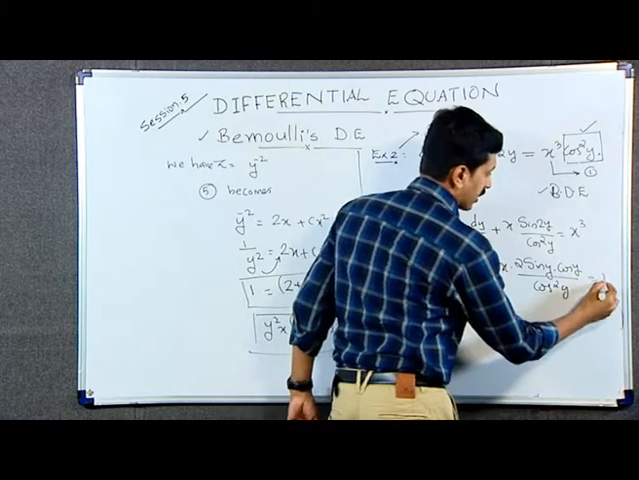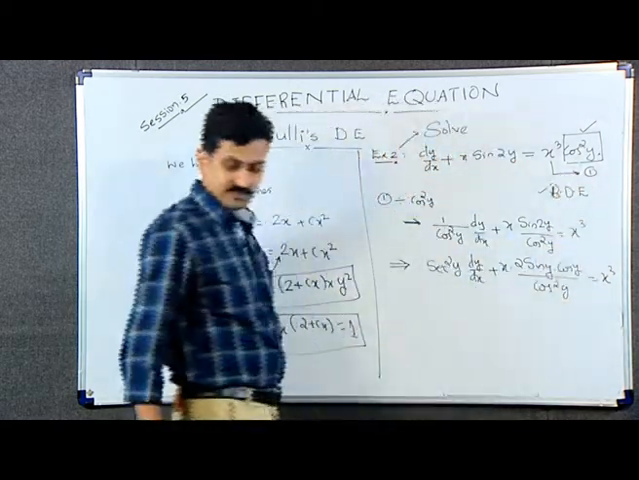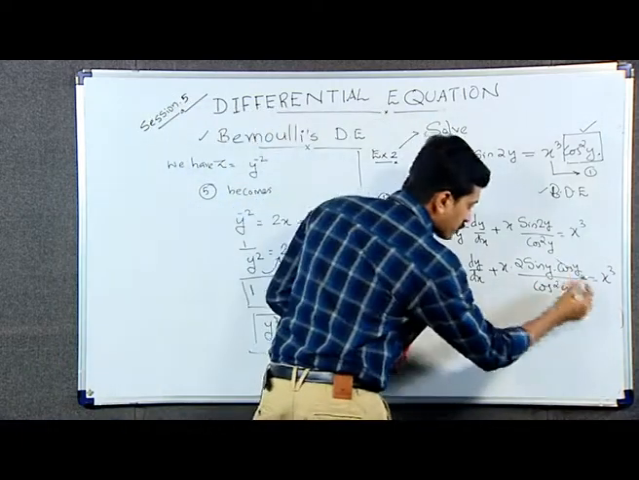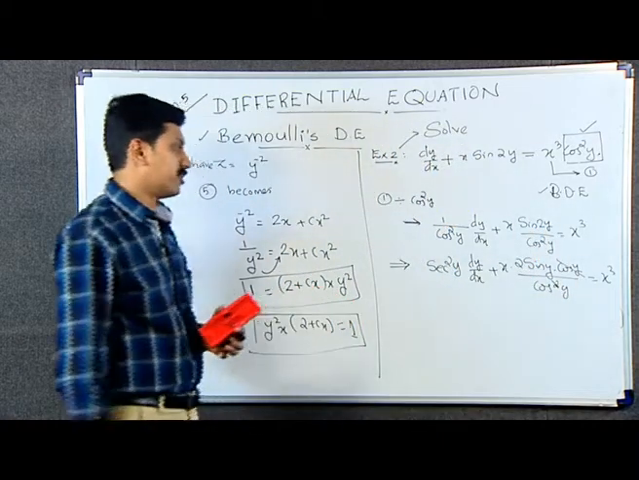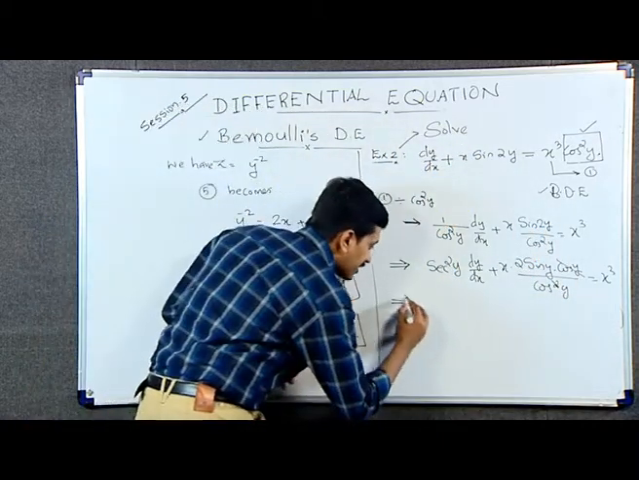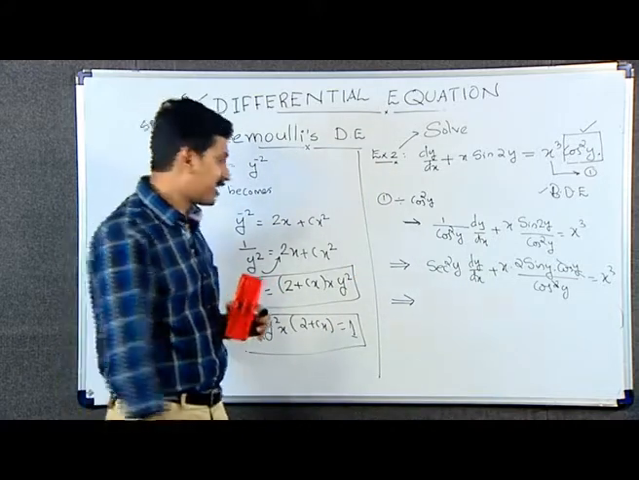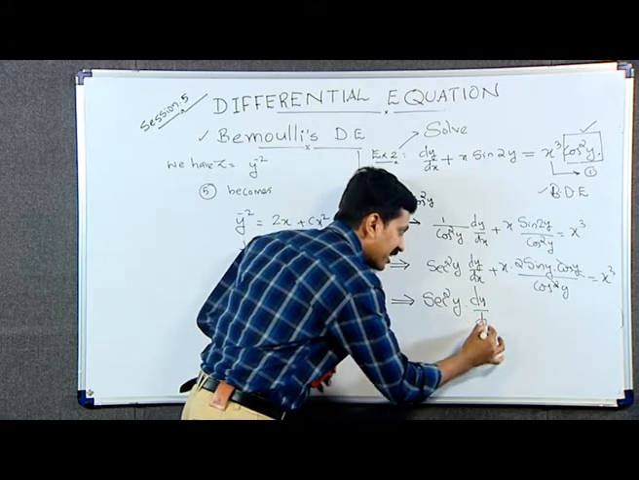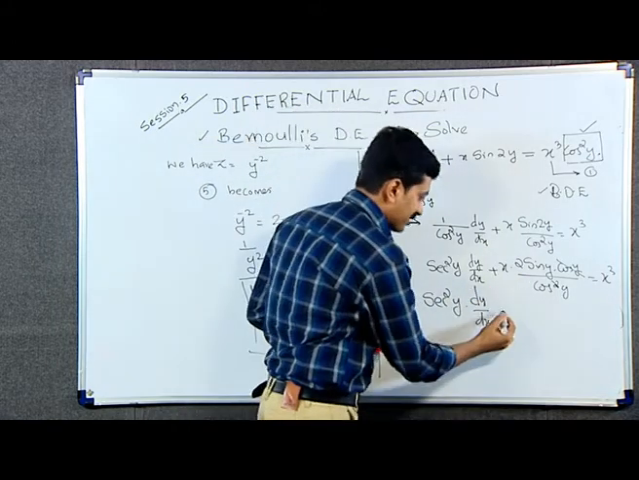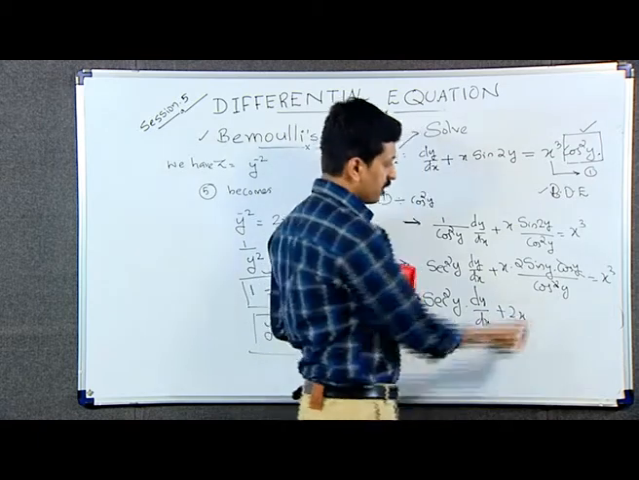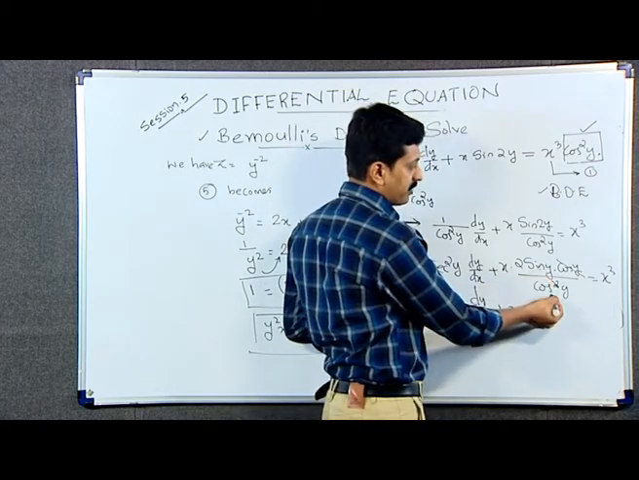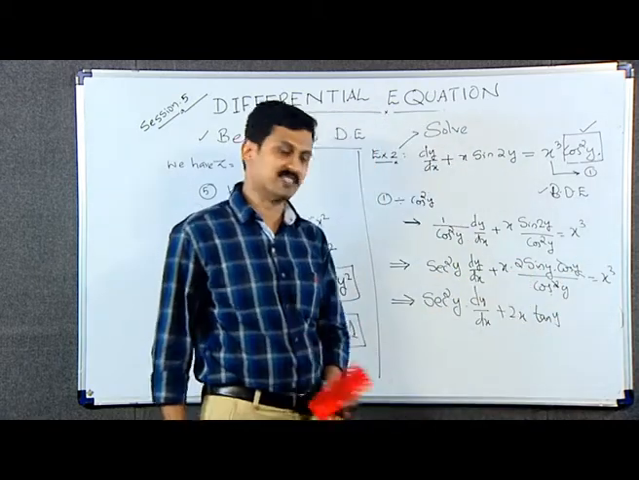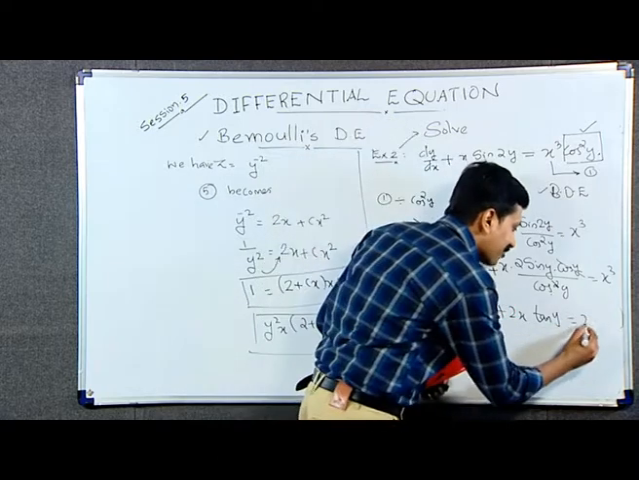X cube stays as it is. And here we have one cos y which we can remove from the denominator. So we can change the differential equation again to sec square y dy by dx plus 2x into, here remains only sin y divided by cos y, that is tan y, is equal to x cube. I am calling this equation 2.